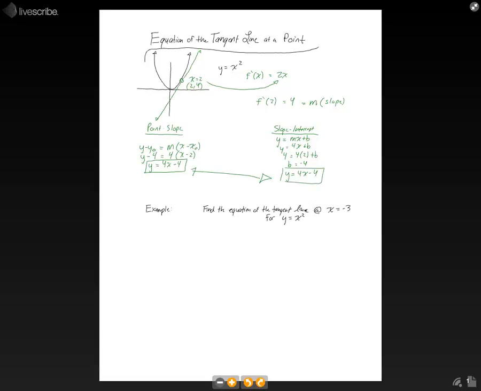Those both match, you'll notice, which means that we have a correct answer. The equation of that tangent line is y equals 4x minus 4.